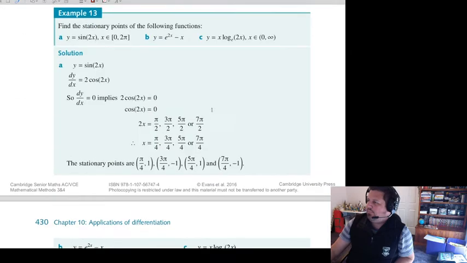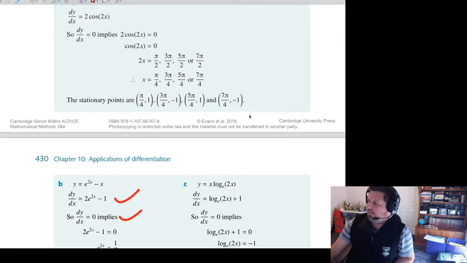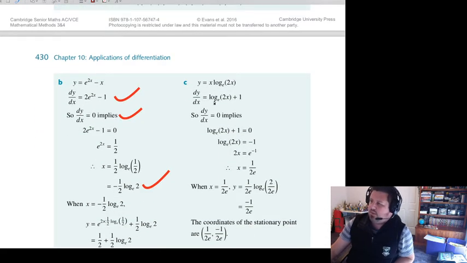This one here, stationary points of x log e of 2x, it's between 0 and infinity. Again, differentiate. You might have to think back to how we differentiate different things, some of the skills we've learned recently, and make the derivative equal to 0. Solve that. Here's where the stationary point occurs. You substitute that back into the original equation to find its corresponding y coordinate.